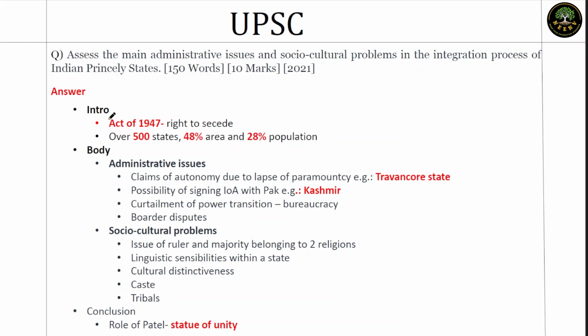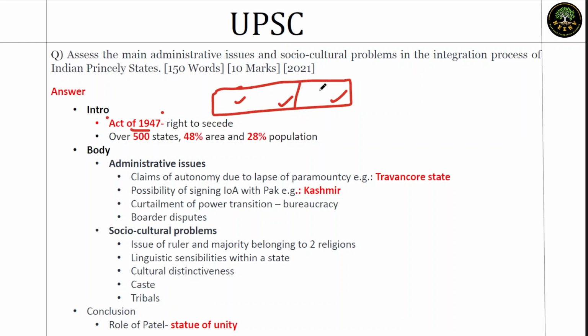So we know that with the Act of 1947, that is the India Independence Act, there were two options for the princely states. In fact, three options. Either they can join with the Indian Union, or they can go with Pakistan, or they can remain independent. Since they had three options, some of them chose to remain independent.